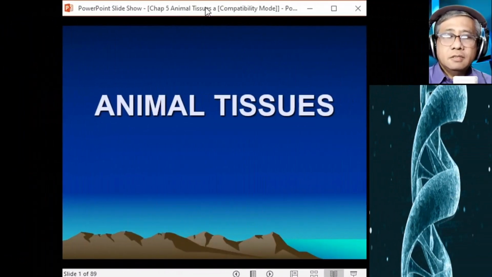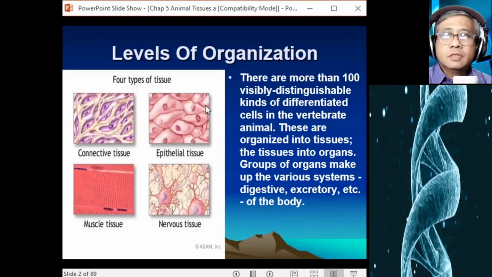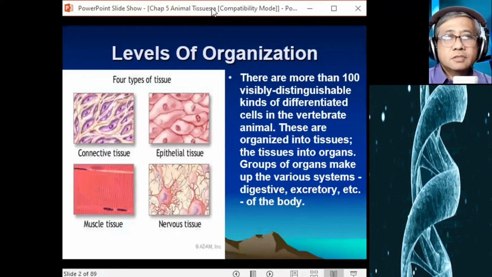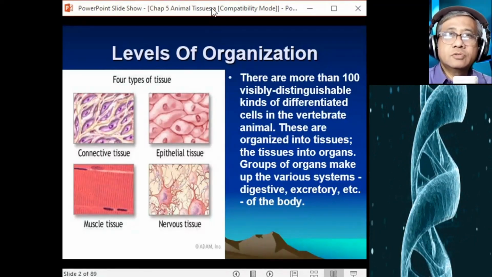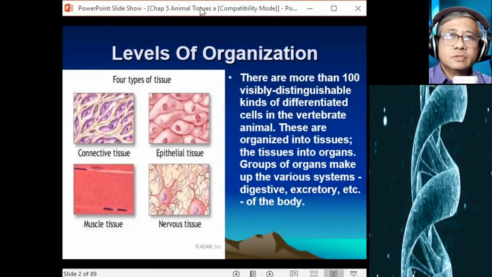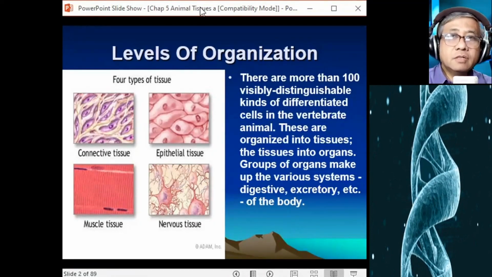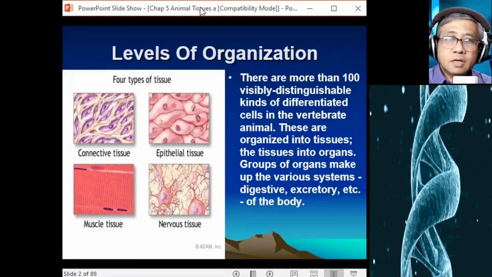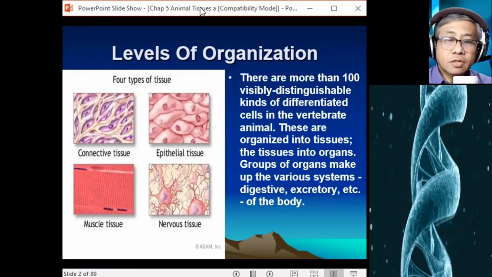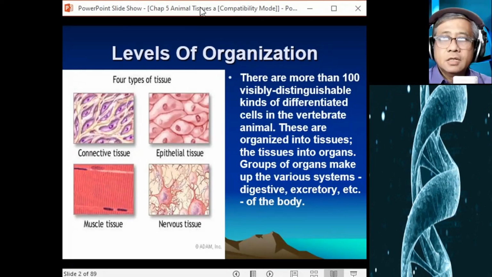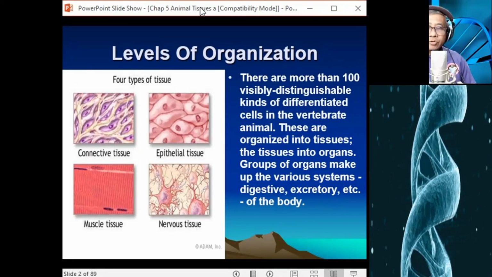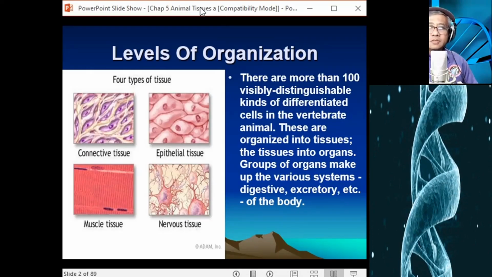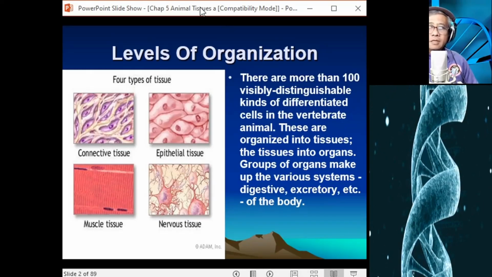Let us now study the different animal tissues. So we know that cells, similar cells grouped together with similar functions, form tissues. And there are more than 100 visibly distinguishable kinds of differentiated cells in the vertebrate animal, and these cells are organized into tissues. The tissues are then organized to form organs. A group of organs form body systems such as digestive, excretory, etc.